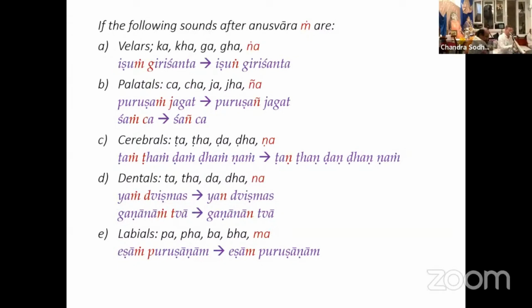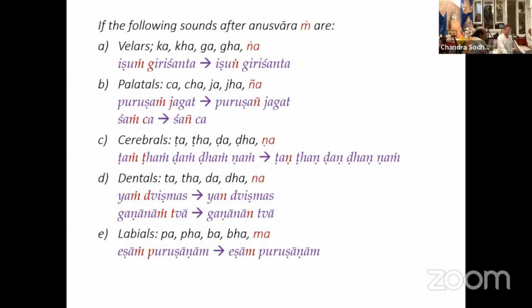The same here for palatals: cha, chha, ja, jha, nya. So why nya? Purusham jagata doesn't sound natural. Purusham jagata, but purushan jagata, and we get lighter pronunciation and continuity. Purushan jagata. Shamcha doesn't make sense. Shanchame, you see? We are just preparing so that this anusvara before palatals becomes the palatal nasal. Shanchame. And then the same with cerebrals.